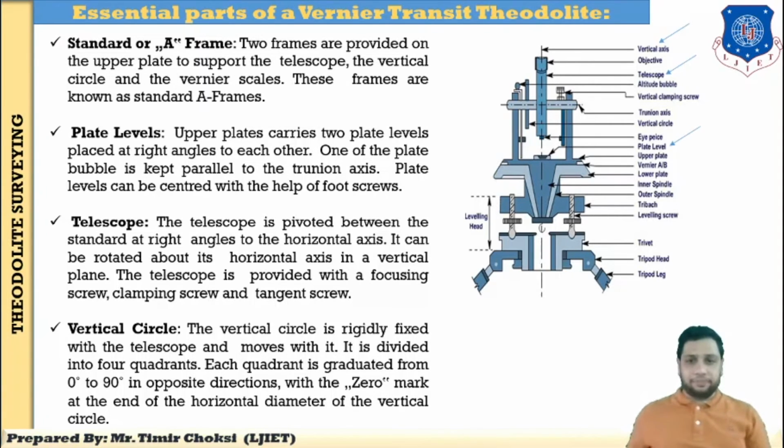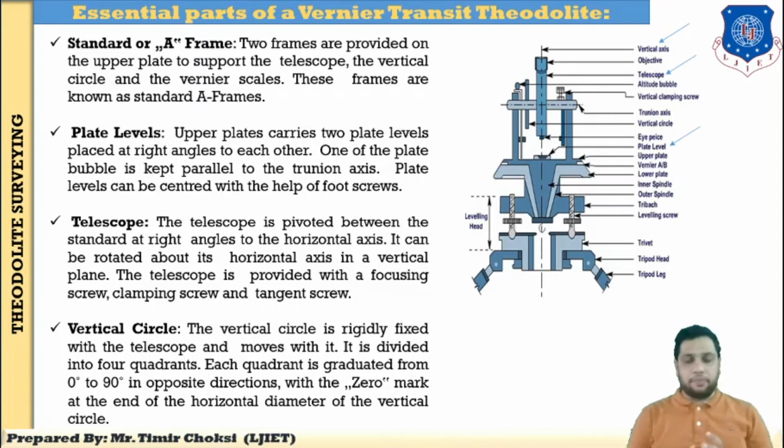Now, the plate level. The upper plate carries two plate levels placed at a right angle to each other. One of the plate bubbles is kept parallel to the vernier axis. The plate level can be centered with the help of the foot screw, so the plate levels are leveled or centered using the foot screws.